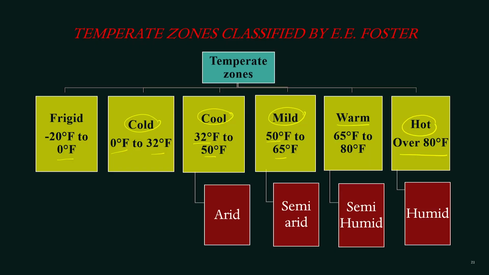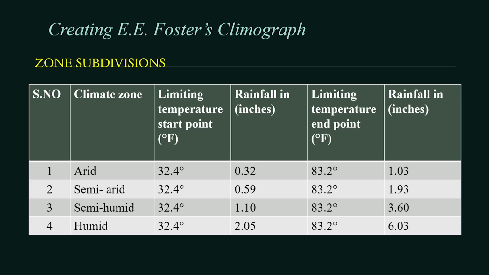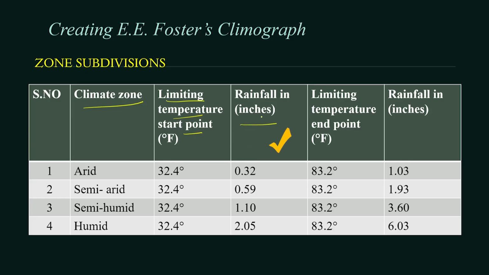Apart from this, he further divided the cool, mild, warm and hot zones into subdivisions, that is arid, semi-arid, semi-humid and humid. Here, in tabulated form, I have shown you the classification of the zones. Here I have mentioned the climate zone, then the limiting temperature start point and the suitable rainfall in inches, then the limiting temperature end point and their rainfall in inches.